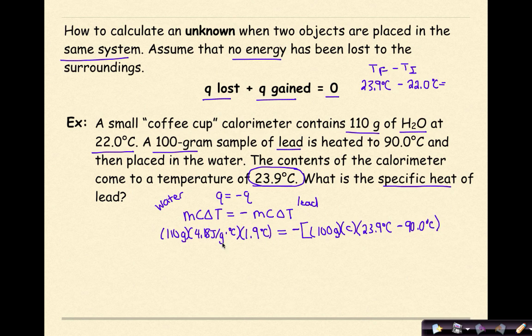Okay, so what I want to do here is solve for the specific heat capacity. And if I do this, making sure that I watch my negative here and I distribute my negative all the way through, when you work this problem and you solve for the specific heat of lead, you should find it to be 0.132 joules per gram degrees Celsius.